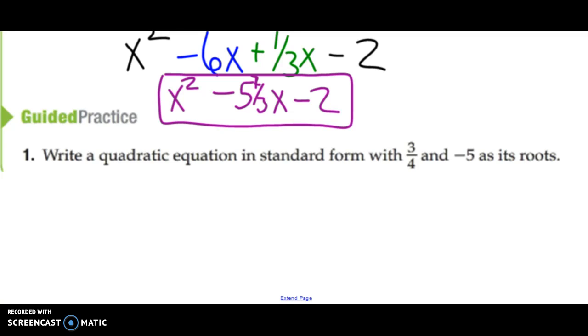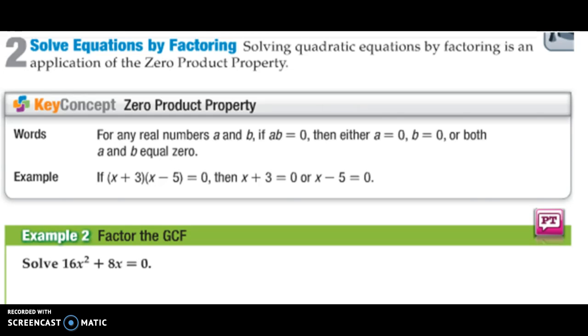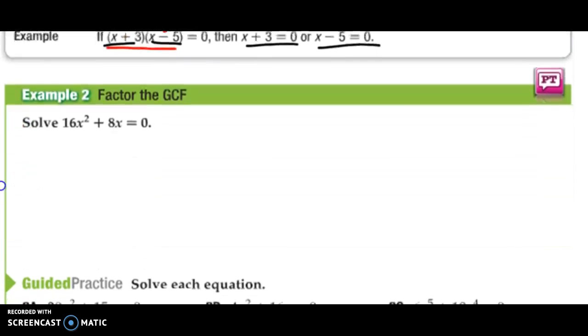Here's a guided practice problem you can write now. Now, the way we solve these using factoring is something called the zero product property. It says if I have x plus 3 times x minus 5 is equal to 0, it means either this is 0, this is 0, or both of them are 0, because 0 times anything is 0. So the way I solve it is I just say, okay, x plus 3 could be 0, or x minus 5 could be 0. And I solve them to get x by themselves. Just like we did when we were graphing, we found what x is equal to.